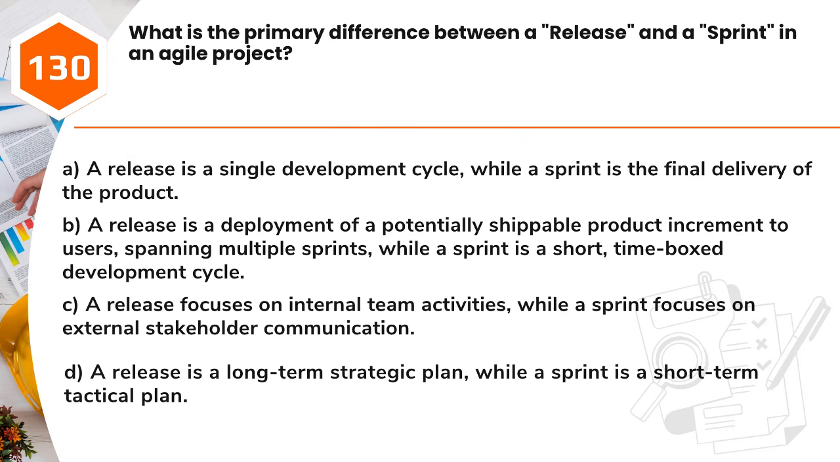Question 130. What is the primary difference between a release and a sprint in an agile project? A. A release is a single development cycle, while a sprint is the final delivery of the product. B. A release is a deployment of a potentially shippable product increment to users, spanning multiple sprints, while a sprint is a short, time-boxed development cycle. C. A release focuses on internal team activities, while a sprint focuses on external stakeholder communication. D. A release is a long-term strategic plan, while a sprint is a short-term tactical plan.